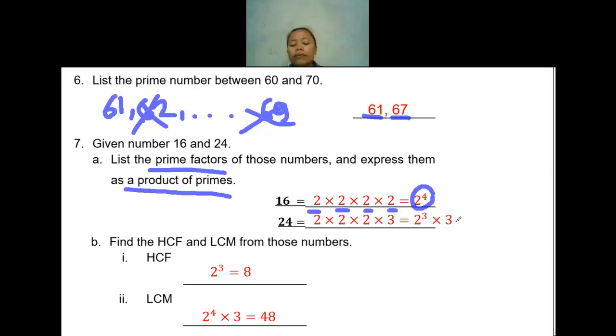Before I move to finding the HCF and LCM, is there anyone having any difficulties on finding the factor, product of primes, or anything?